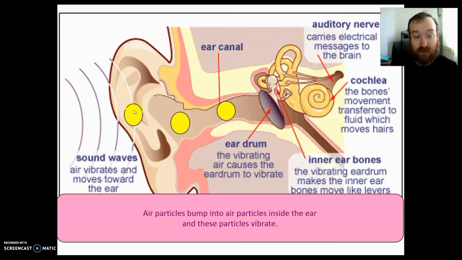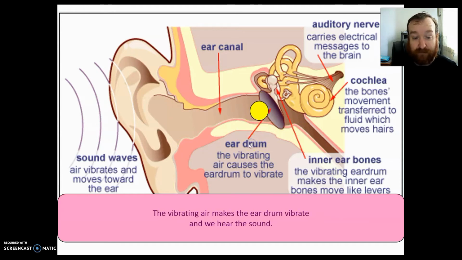Okay, so these air particles bump into the air particles that are inside the ear, and these particles vibrate. They vibrate, and that vibration is passed down to the eardrum. That vibrating air makes the eardrum vibrate, and we hear the sound.